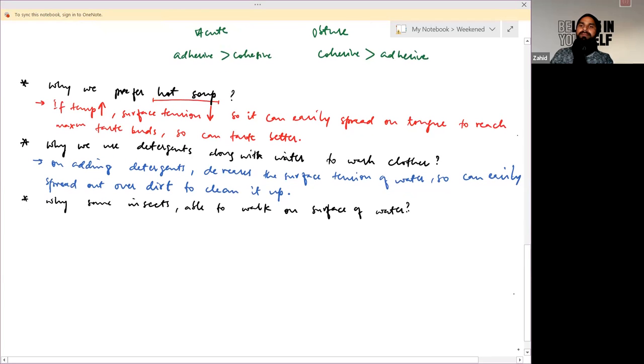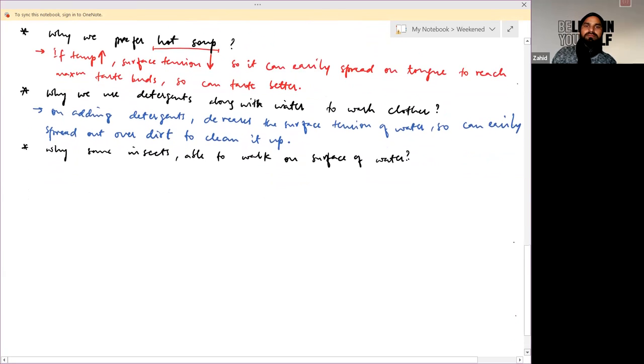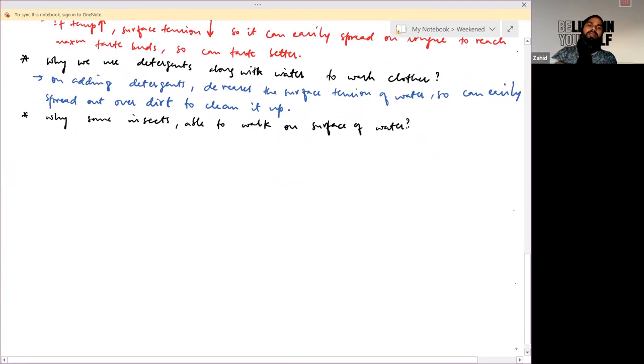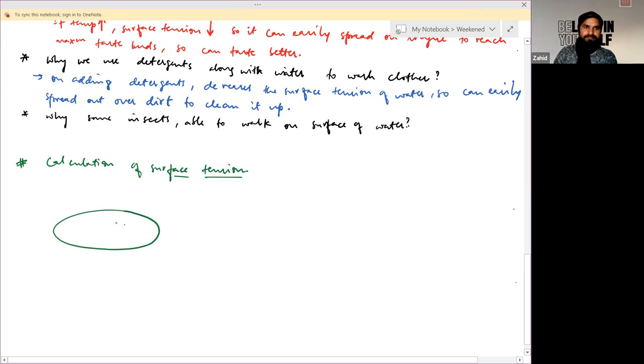Now let me explain how to calculate numerically the value of surface tension. Suppose you have a disk like this.